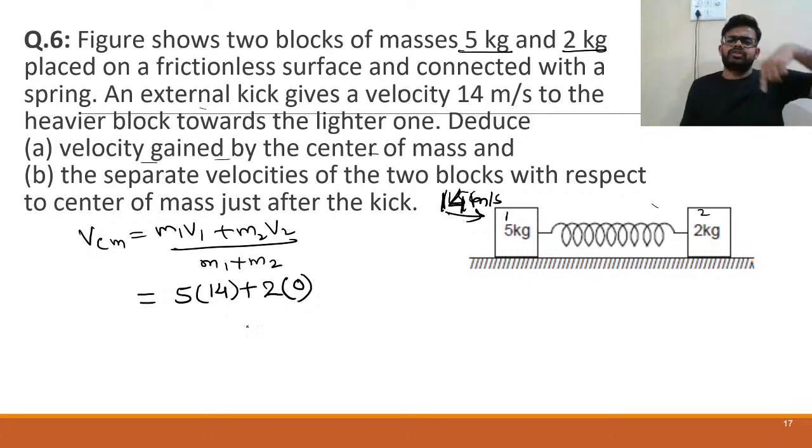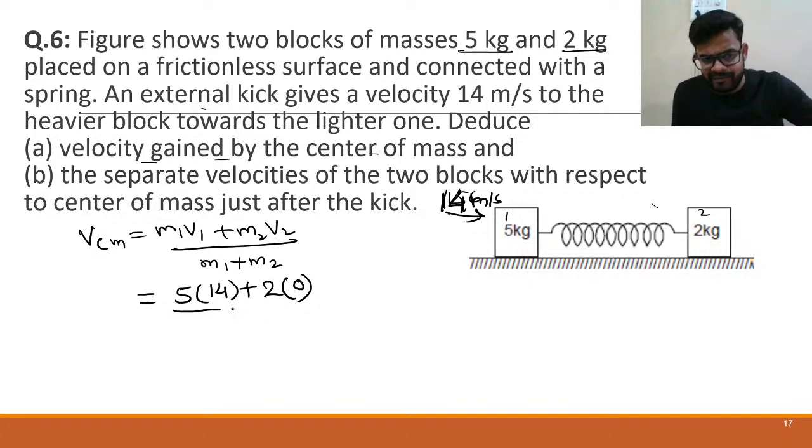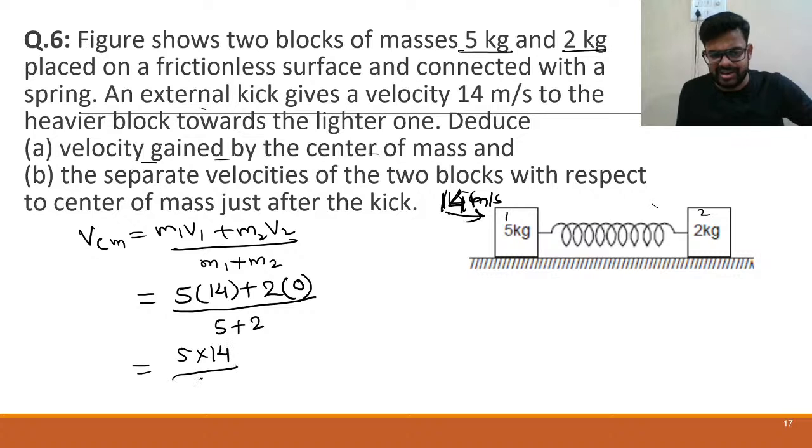Just after the kick, the 2 kg block is at rest. Divide by M1 plus M2, so I will write 5 plus 2. Directly I am getting 5 into 14 divided by 7, so the answer is 10 meter per second. So the velocity of center of mass is 10 meter per second.